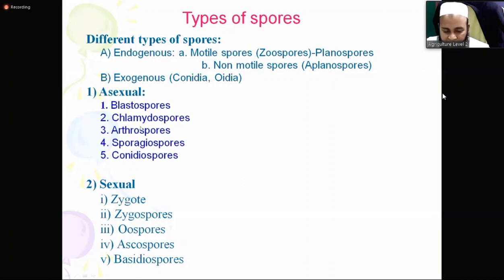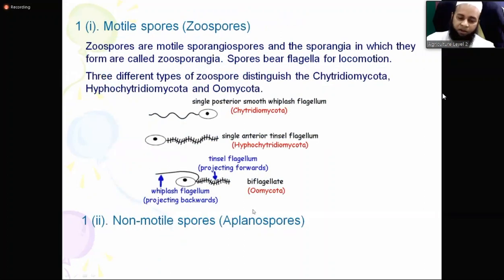Even males, they have two structures. One fungus has a male structure, and the same fungus has a female structure. So we cannot say this is a male fungus, this is a female fungus. Okay, so spores are these, and we can describe them in detail.